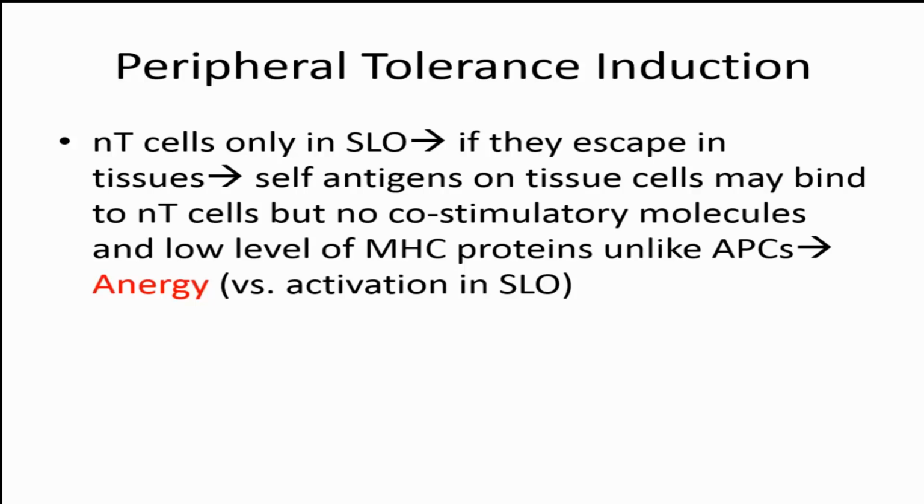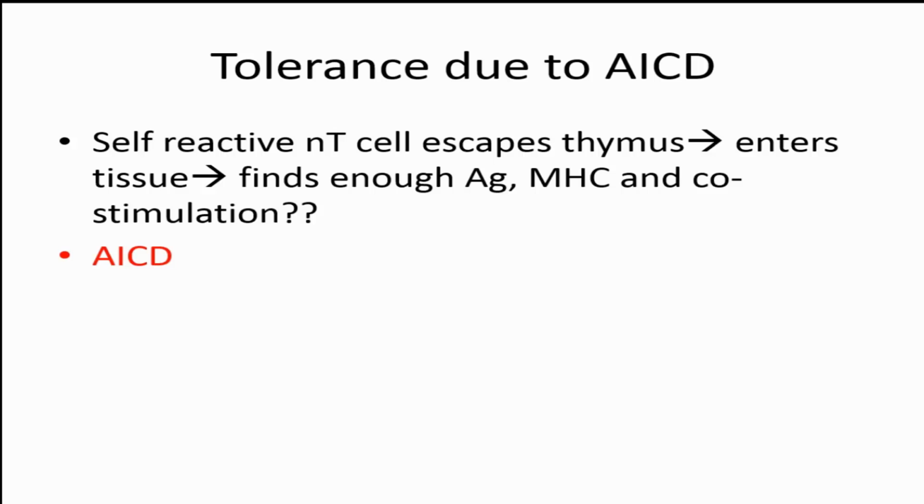And then the last one: say that naive T cell, which was self-reactive, went to the periphery, had enough antigen to cross-link, and for some reason also got co-stimulation. Well, then it would get activated, but they get activated only for a certain number of activation cycles, and then they go through the AICD that we looked at, the activation-induced cell death.